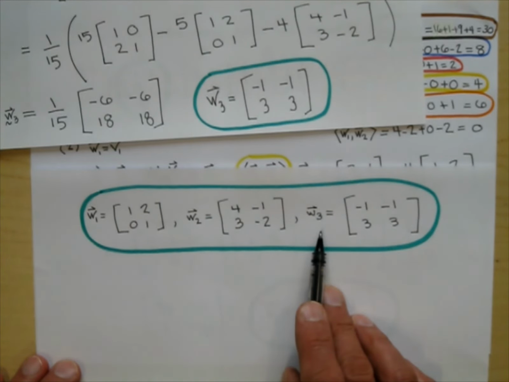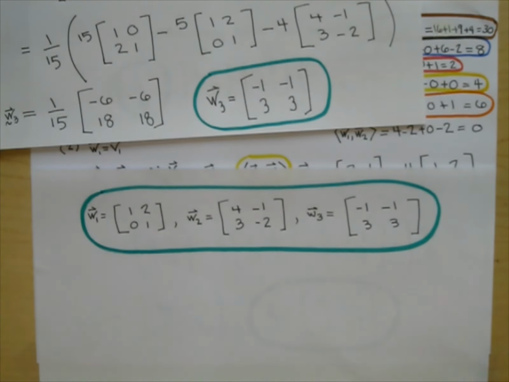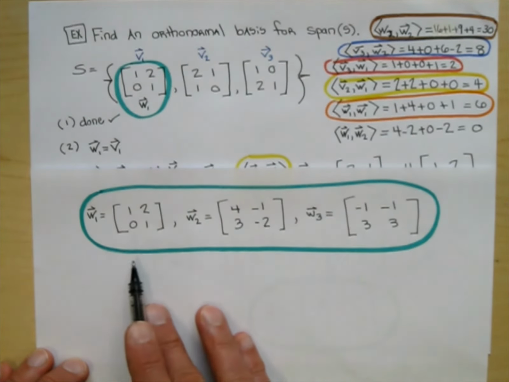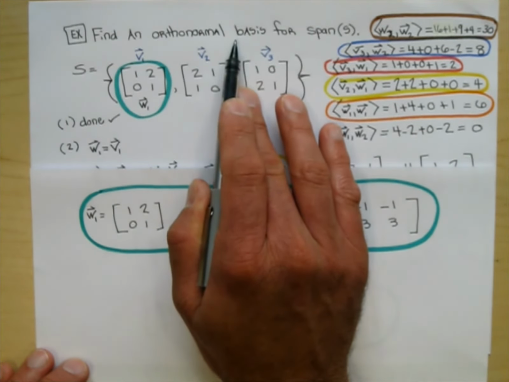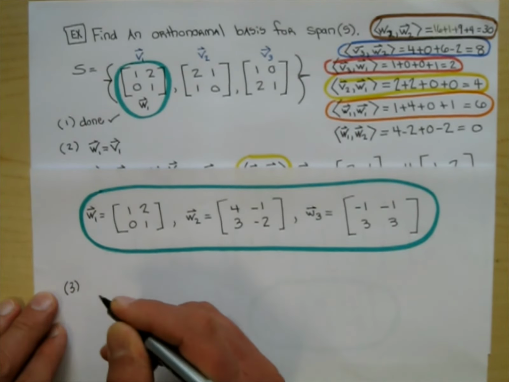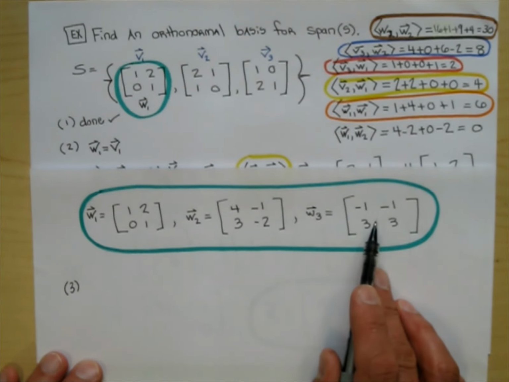We shouldn't be that surprised because that is what the Gram-Schmidt process guarantees. So in your homework, if they had said find an orthogonal basis for span S, you'd be done. You'd have to put these in braces and list them, and then you'd be done. But they said find an orthonormal basis. So now I'm going to do part 3, where I should take each of these and divide them by their length.